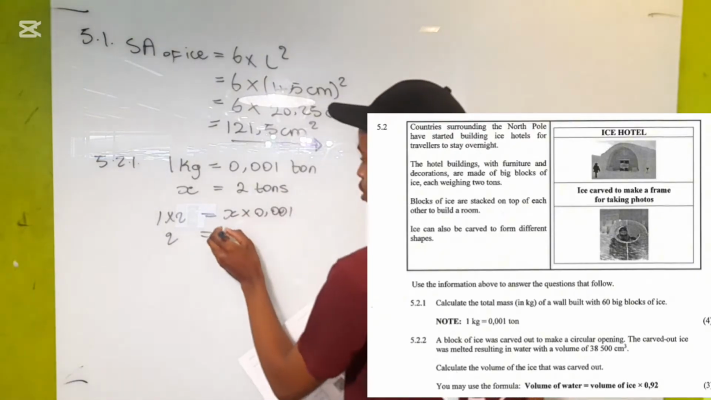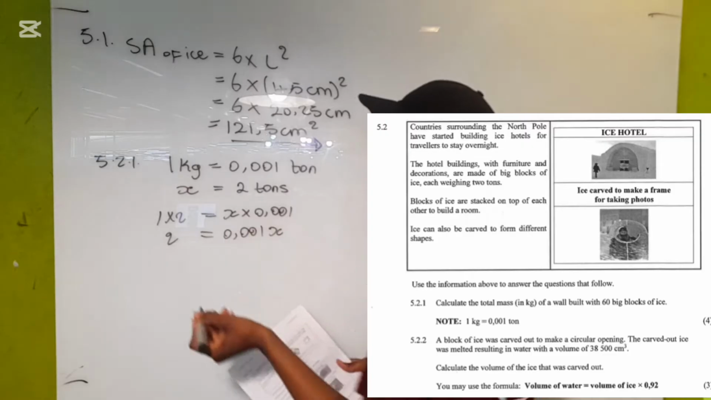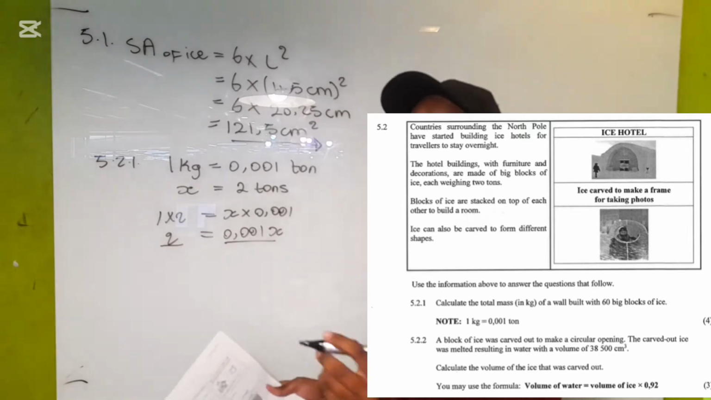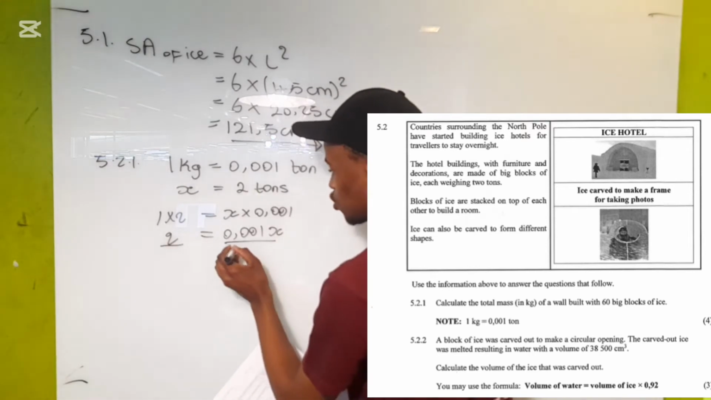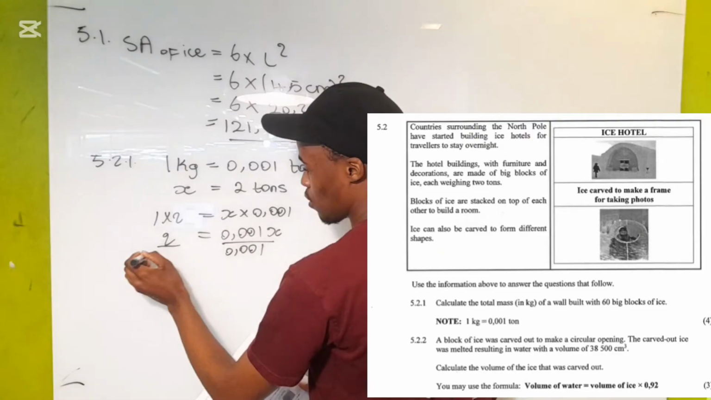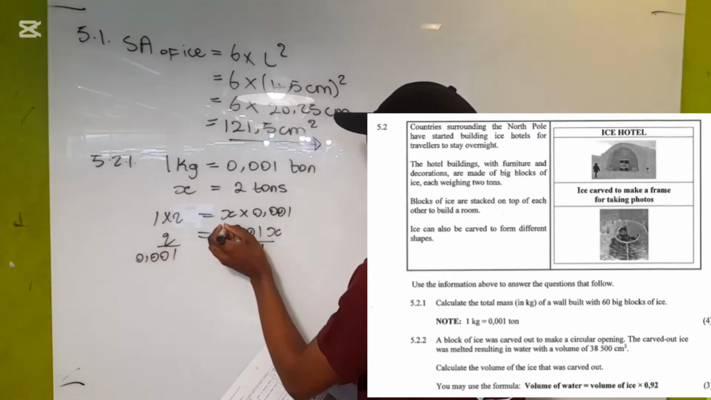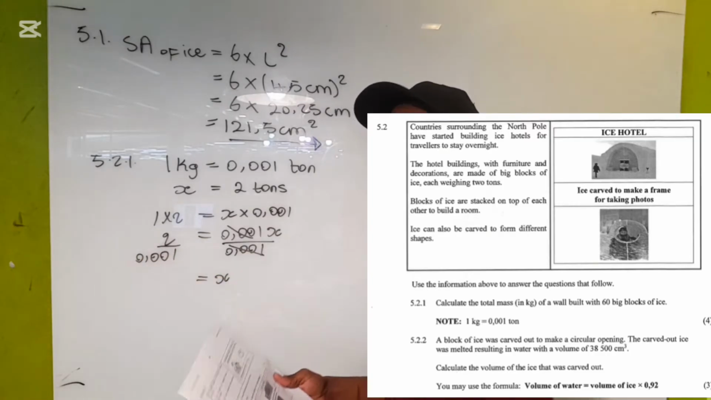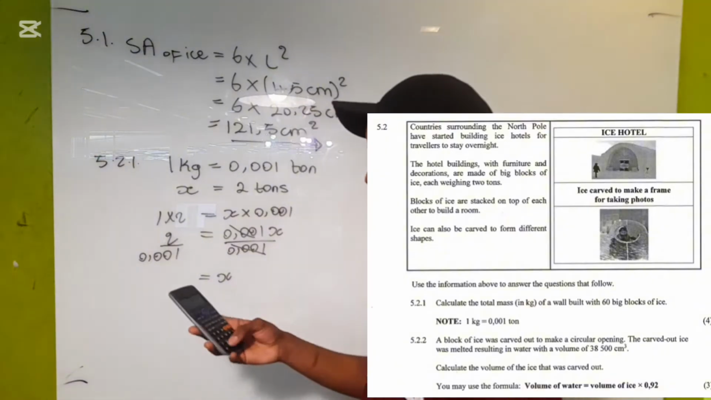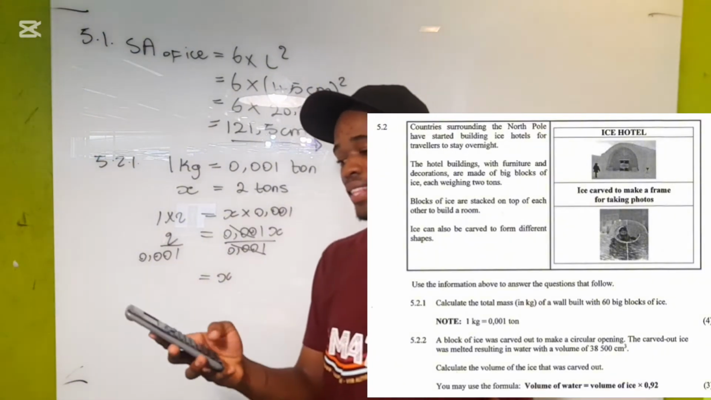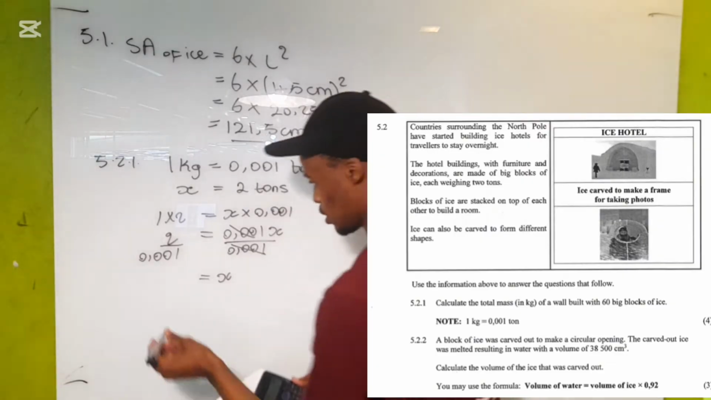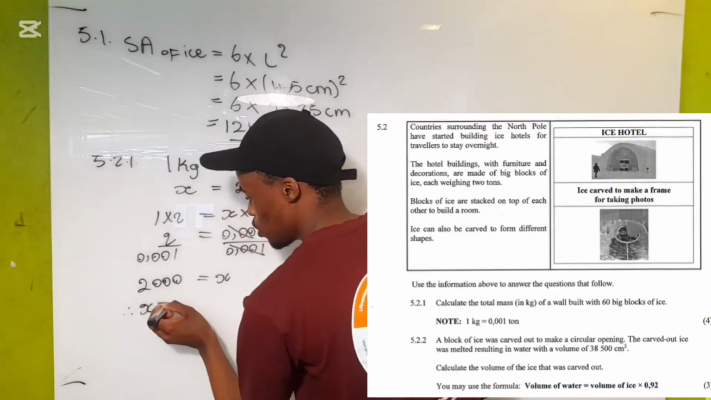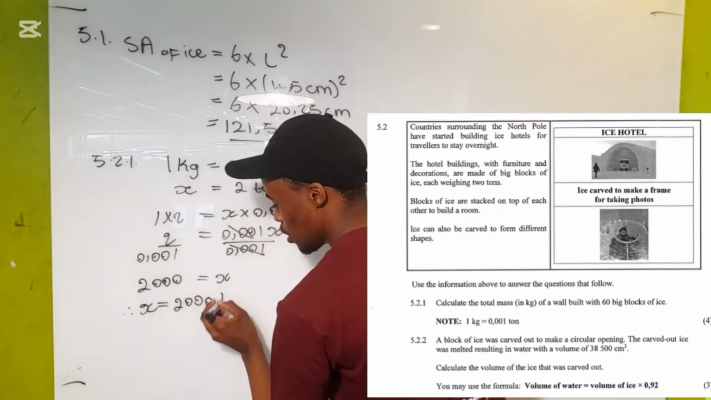X multiplied by 0.001, so it's 0.001 X, and then we do what? We find X now. We're going to divide both sides by the number that is on the same side as the X, which is 0.001, and then on this side also 0.001. This one cancels this one, and then we're only left with X on the side. X equals 2 divided by 0.001, and that gives us a total of 2,000, okay? So that means that X equals 2,000 kilograms.